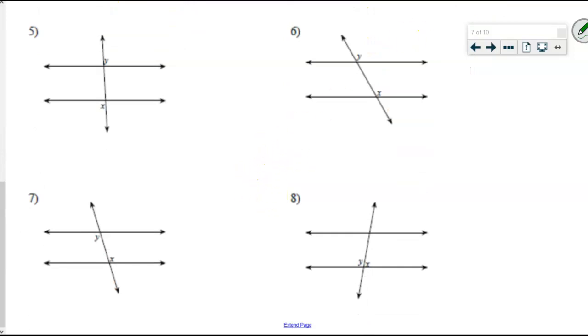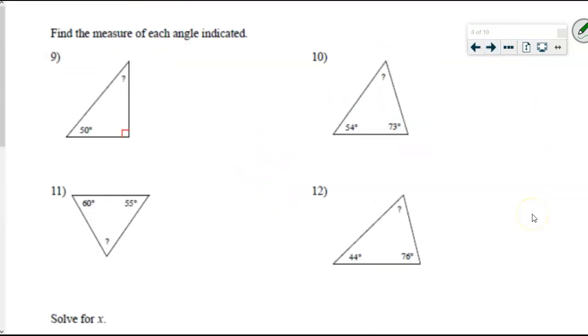Let's move on to the next section here. In this next section, we don't have parallel lines at all. We don't have intersecting lines forming an X or anything like that. We just have triangles. So turn and tell your neighbor something that you know about triangles. What can we do with these diagrams? Turn and tell your neighbor something you know about triangles.